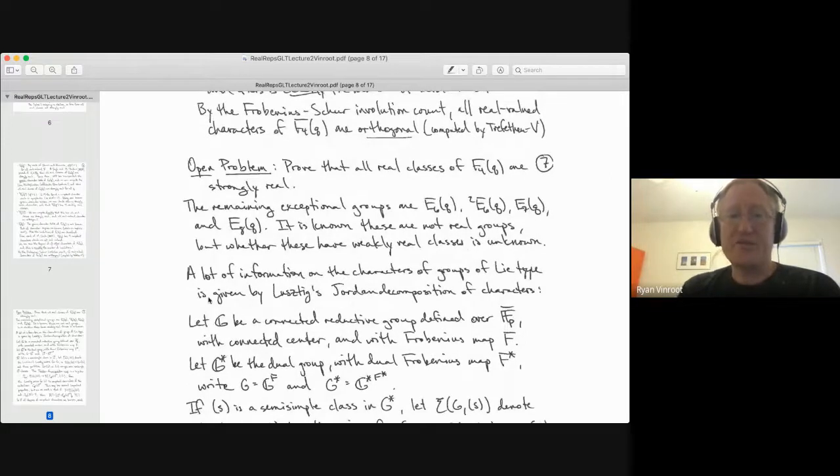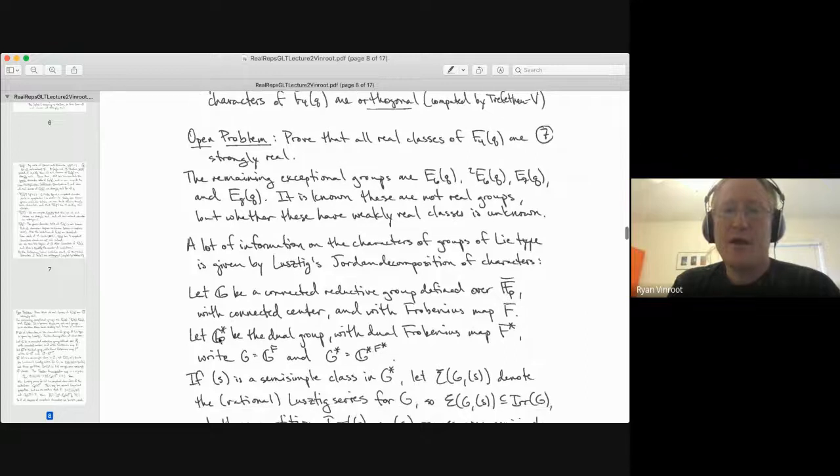So here's a general setup. If we have a connected reductive group G, defined over some algebraic closure of a finite field, and let's assume, for simplicity's sake, that it has connected center, then we have some Lie dual group and some dual Frobenius map. This dual group depends just on the type of G, and then you can say what the type of G star is. And then we have the fixed points under these Frobenius maps.